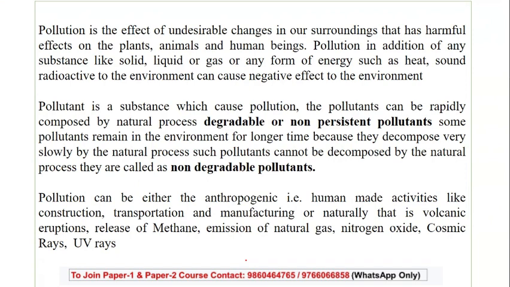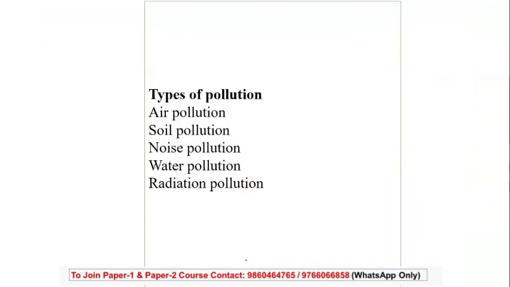Pollutant is the substance which causes pollution, which can rapidly have a negative effect on the environment. It is because of a lot of human-made activities in the form of construction, transportation, or manufacturing, and also natural causes in the form of volcanic eruptions, release of methane, emission of natural gases, nitrogen oxide, cosmic rays, UV rays, ultraviolet rays. So let's see quickly the types: air pollution, soil, noise, water, and radiation pollution.